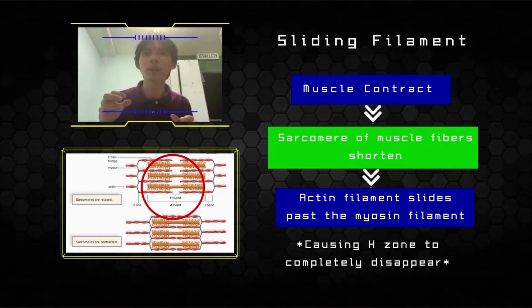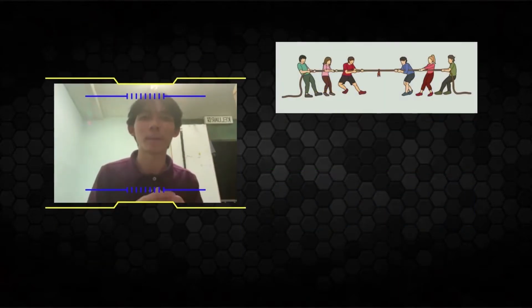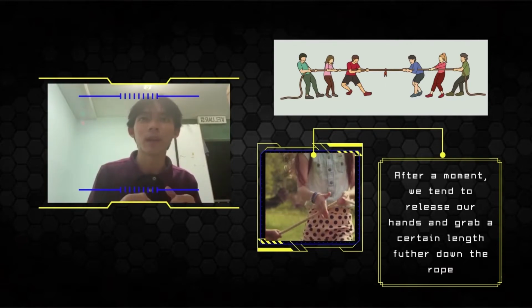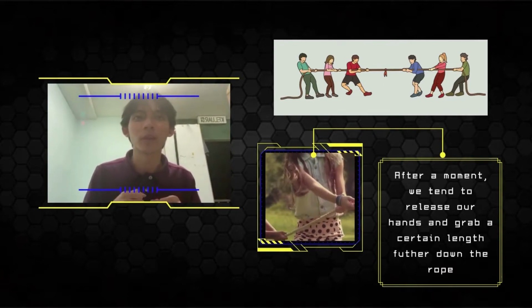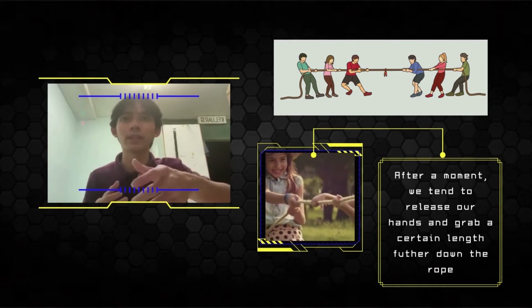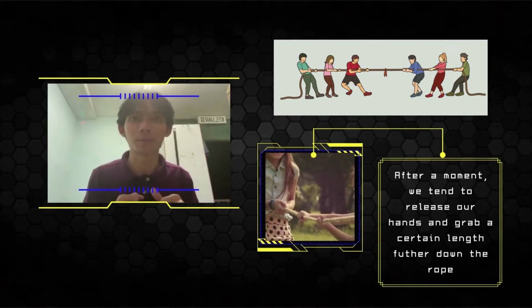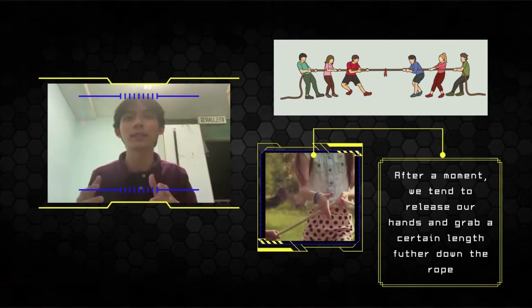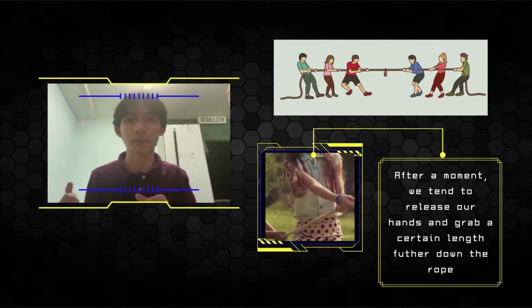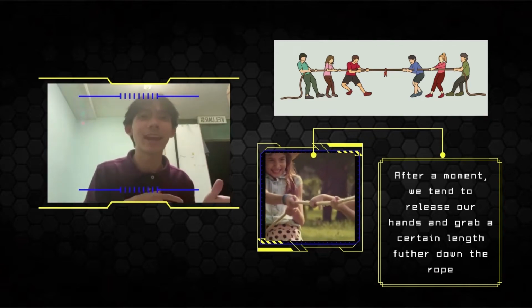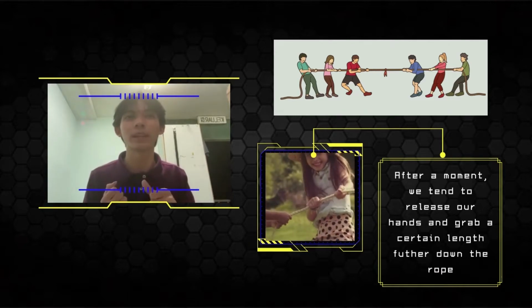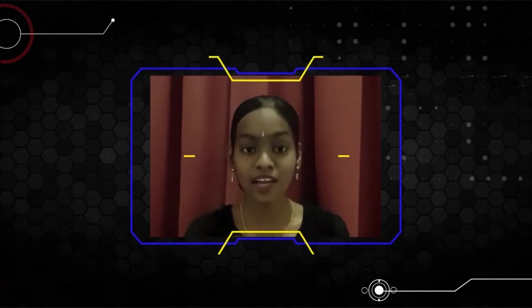This process of how the filaments slide is, okay, try to imagine playing a game of tug of war. As you are pulling the rope, after a certain length of the rope, you would release your hand and grab a certain amount of rope further down the rope, and then you continue pulling. The same phenomenon happens in the sliding of the filaments, where the myosin heads act like the hand grasping and pulling the actin filament.